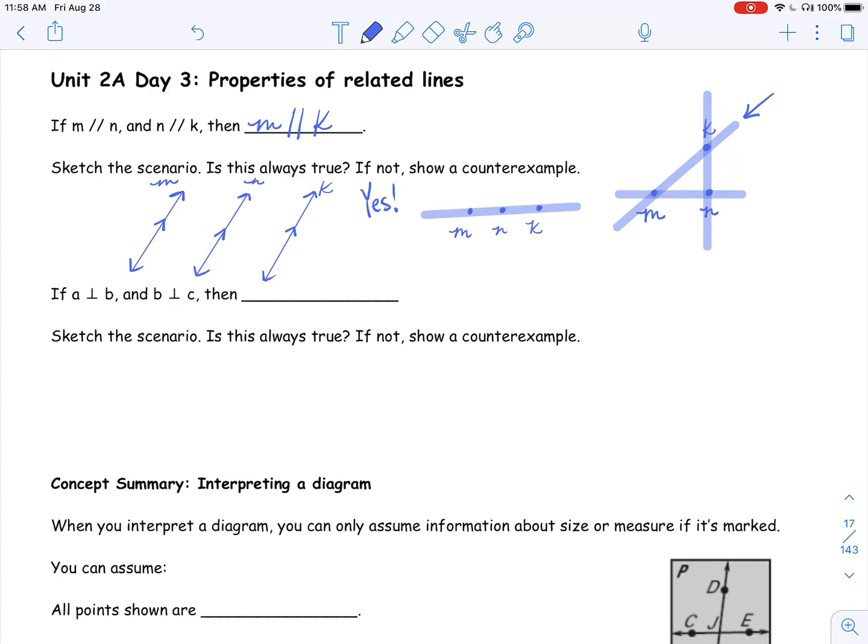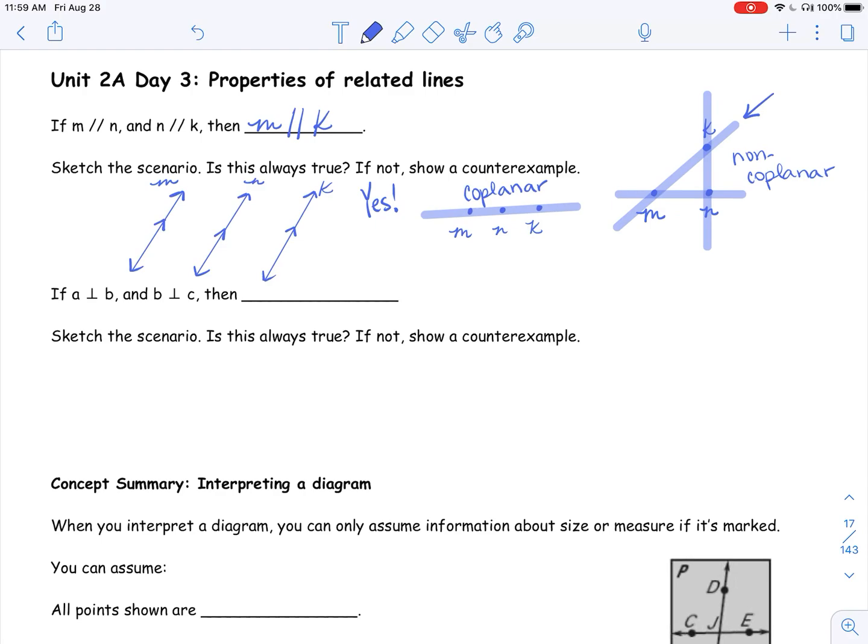So here is our coplanar example, and here is where all three are non-coplanar. Now, M and N would be in the same plane, K and N would be in the same plane, but M and K would create a different plane all of their own, unlike the first one where all three lie in the same plane.